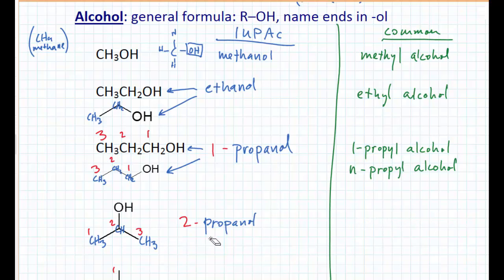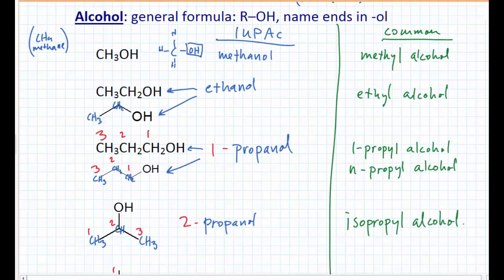Now, Andy, it's your turn. What's this one called? This is isopropyl. Because if we treated this like a branch, if we pretended this part was a branch on part of a larger molecule, that would be an isopropyl group. So it's just a little different perspective. So that is isopropyl alcohol.